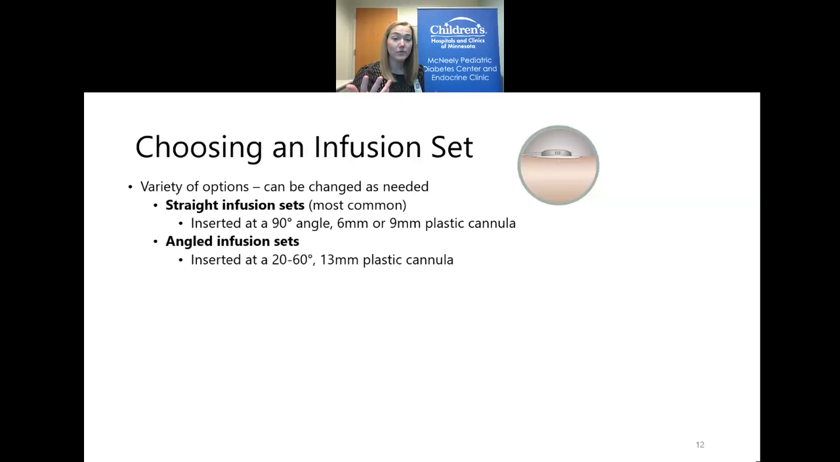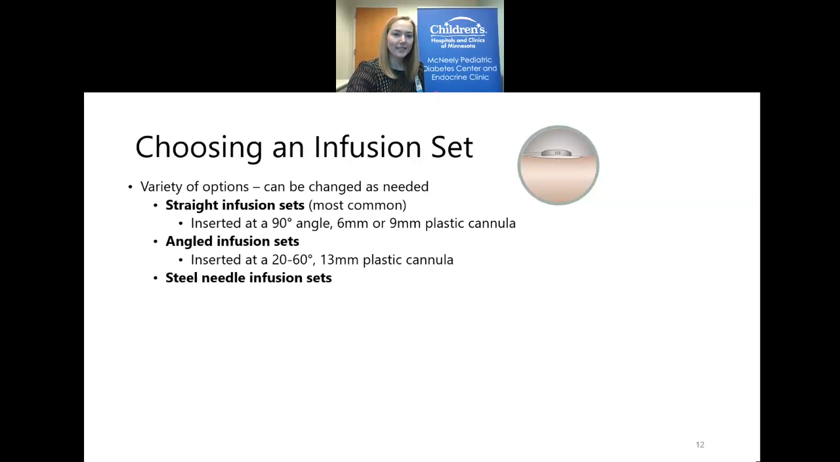Why would you choose an angled infusion set? This is helpful for people with very low body fat. If you don't have a lot of squish to go 90 degrees into, then you've got to go in at an angle. So, runners, swimmers, people who are very lean, angled infusion sets are a really great option.